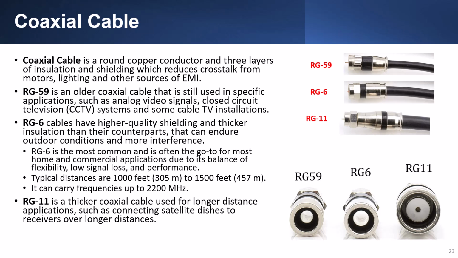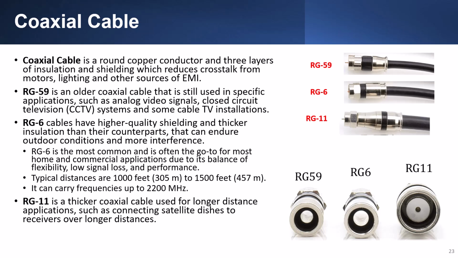RG59 is an older coaxial cable that is still used in specific applications such as analog video signals, closed-circuit television systems, and some cable TV installations. The RG6 cables have a higher quality shielding and thicker insulation than their counterparts that can endure outdoor conditions and more interference. RG6 is the most common and is often the go-to for most home and commercial applications due to its balance of flexibility, low signal loss, and performance.